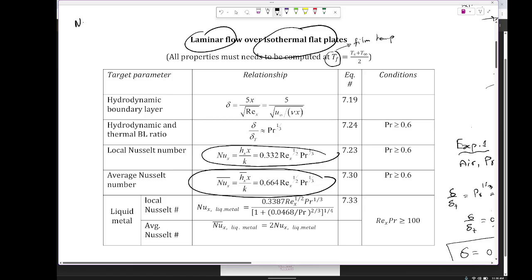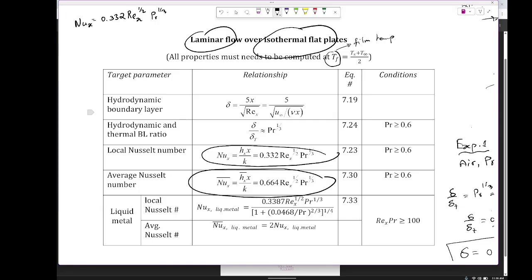So Nusselt number equals 0.332 Reynolds number to the half, Prandtl number to the 1/3. I want everybody to write this equation. Write it. You're gonna have practice, and you're gonna use it shortly. Everybody write this equation.